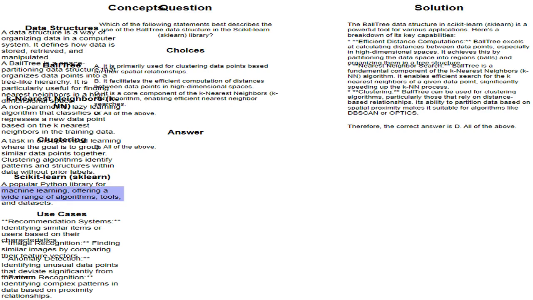Scikit-learn is a popular Python library for machine learning, offering a wide range of algorithms, tools, and datasets. It is used for building machine learning models for classification, regression, clustering, dimensionality reduction, and more. Real-world applications of ball tree and related concepts: recommendation systems, image recognition, anomaly detection, pattern recognition.